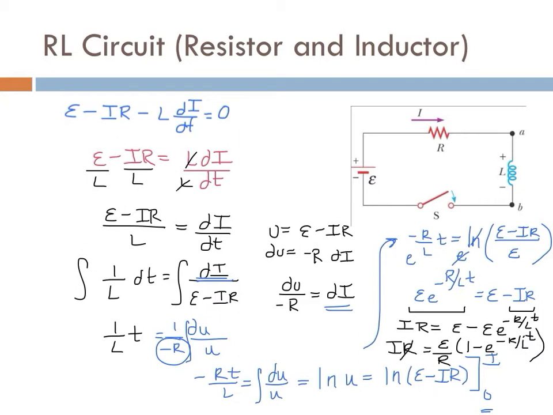So then my final equation is I is equal to sigma over R, 1 minus e to the negative R over L, all of that times t.